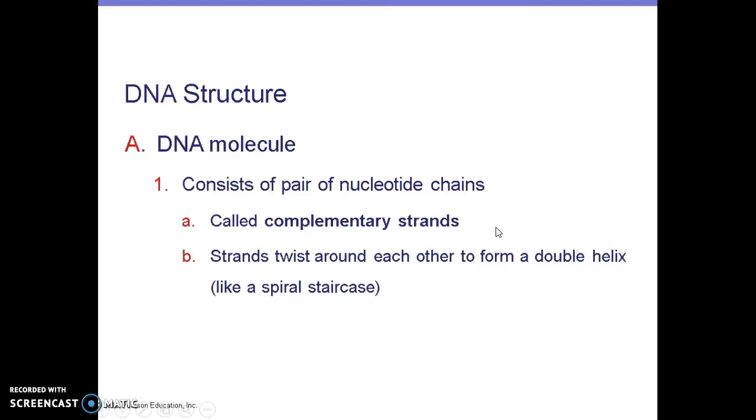The DNA molecule is a double strand of nucleotide chains. They're called complementary. That's because on one strand, if you have A for adenine, it will always pair on the other strand with T for thymine. A with T, C with G. Those are complementary pairs. And then those strands will twist around each other to form what's called a double helix, similar to a spiral staircase.